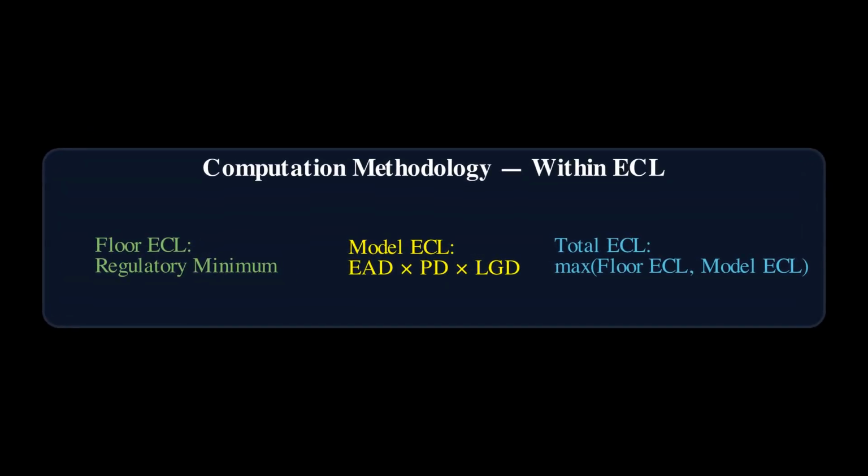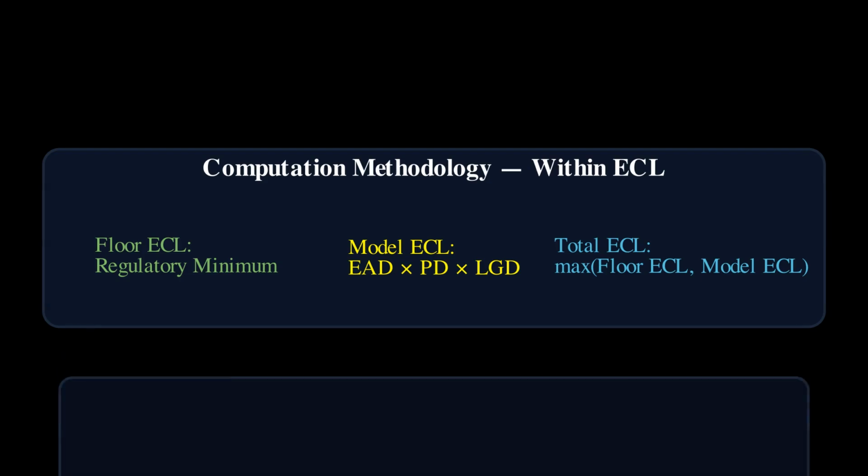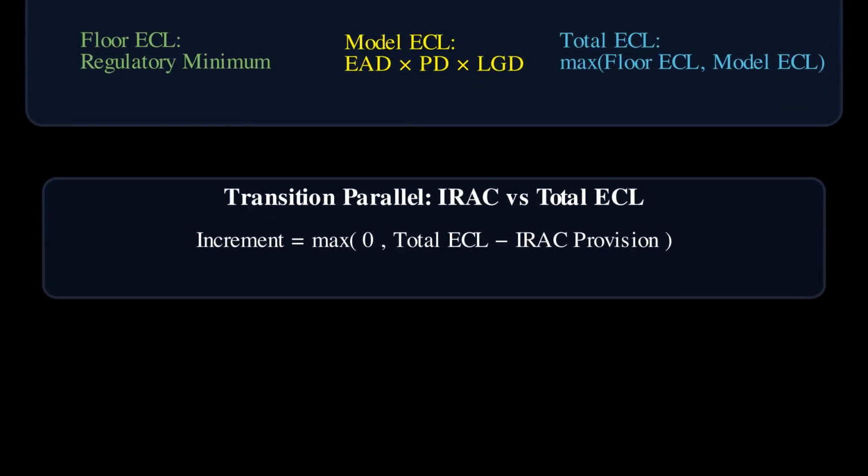Let us now understand how ECL is likely to impact banks' capital position. As per the expected loss framework, the regulator has provided floor limits. Therefore, each stage provision is derived under two approaches, the regulatory floor under ECL and the model ECL. The total ECL recognized for accounting and capital purposes is the maximum of these two. Until full implementation, banks will also have to continue computation of IRAC provisions in parallel run. During the transition period, the IRAC provision continues as a parallel floor.